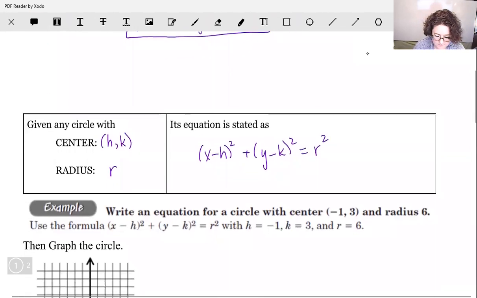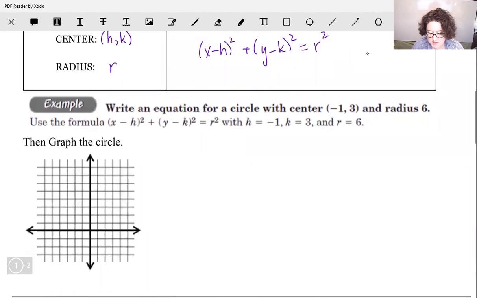Here we go. So first example, write an equation for a circle with center -1, 3 and radius 6. Again, we're going to plug just into our formula, and our H, K, our center, where we get our H and our K from. We're just going to plug those in as is. Radius is 6, so that's your R equals 6, like we have in the directions.